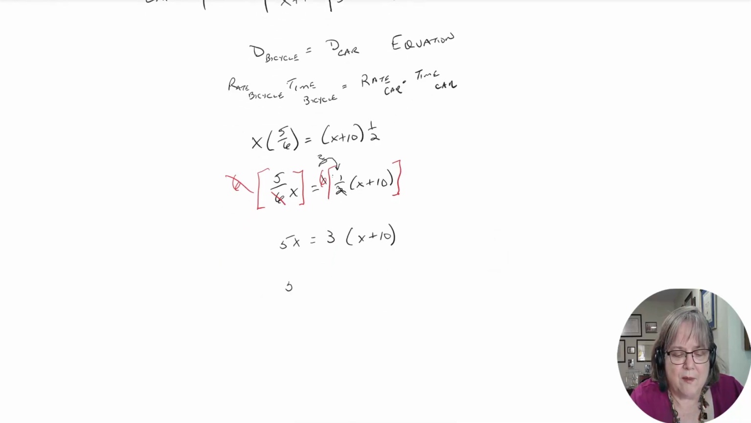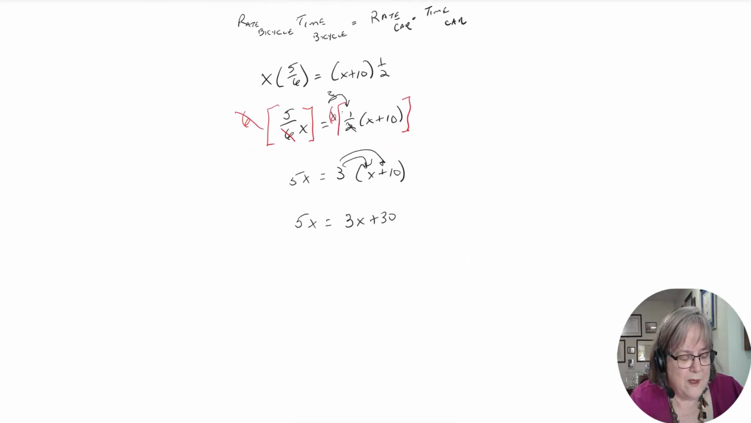So I can still clean up a little bit on the right. So now I could do the distributive property. So 3 times x is 3x. 3 times 10 is 30. So when my x is on one side, my number's on the other. Let's go back to putting them on the left. So 2x is equal to 30.